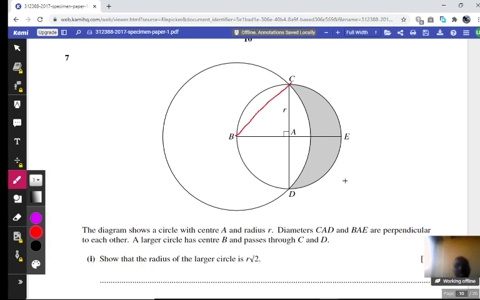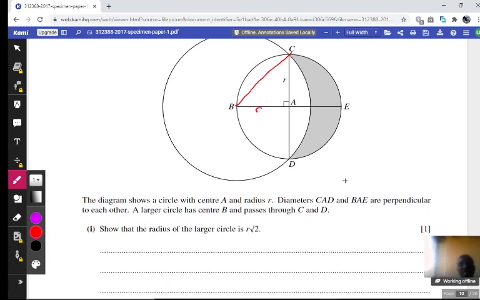That's the radius, right? So the radius of the larger circle is actually BC. So how can we find BC? We know that the radius of the smaller circle, AC and AB, are r. So you can just find BC using Pythagoras theorem. Using Pythagoras theorem, r squared plus r squared is equal to BC squared.